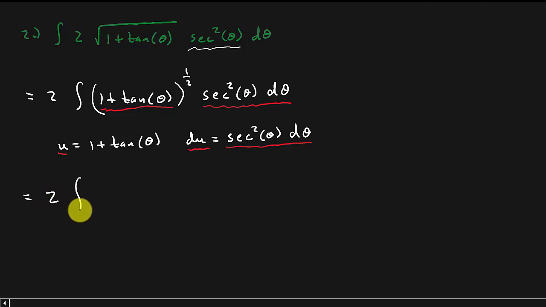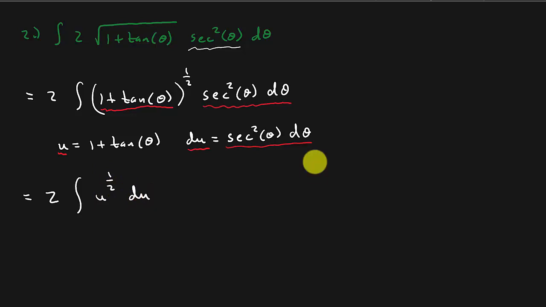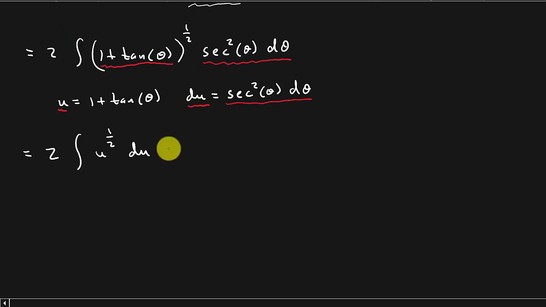And so this is 2 times u to the 1/2 du. Now I've got my power rule I can use. u to the 1/2. And so this is going to give me 2. That's going to be u. Add 1. So that's going to be u to the 3/2. Multiply by the reciprocal of the new exponent, which is 2/3, plus c.